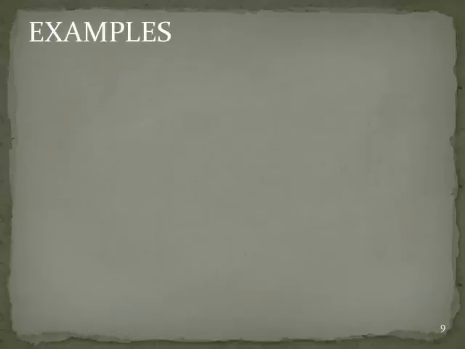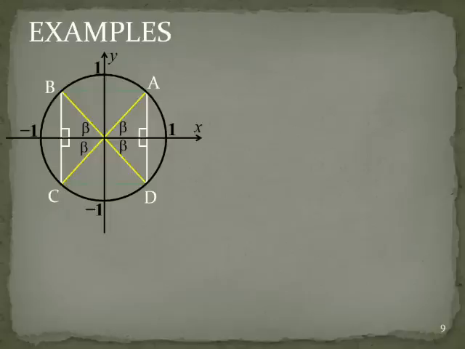Okay, so let's take a look at some examples. So this is the diagram that we've got. Point A is in quadrant 1, point B is in quadrant 2, point C is in quadrant 3, and point D is in quadrant 4. So let's take a look when we're in quadrant 1. Suppose our angle is 27 degrees. Then our x-coordinate is going to be cos 27 degrees, and the y-coordinate is going to be sine 27 degrees.